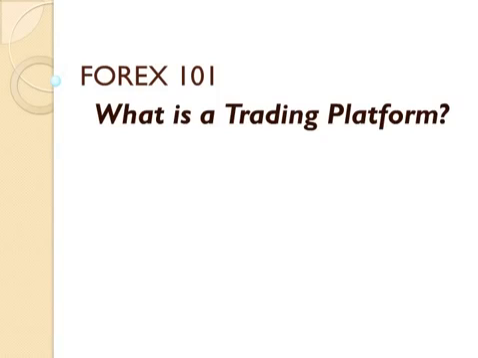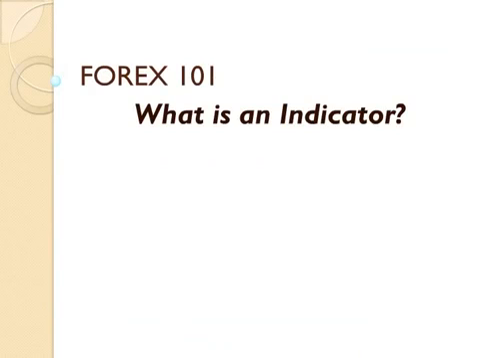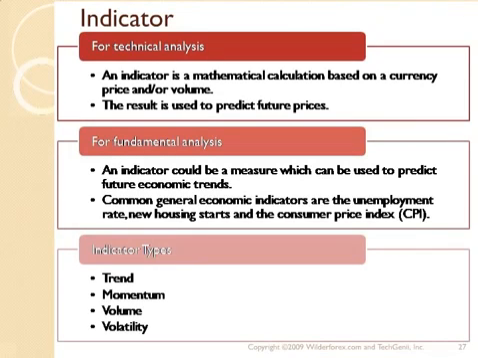What is a trading platform? A trading platform is the software typically provided by your broker used to make trades through their system and for managing your account. What is an indicator? For technical analysis, an indicator is a mathematical calculation based on a currency price and/or volume. The result is used to predict future prices. For fundamental analysis, an indicator could be a measure which can be used to predict future economic trends. Common general economic indicators are the unemployment rate, new housing starts, and the consumer price index or CPI. There are four indicator types: trend, momentum, volume, and volatility.